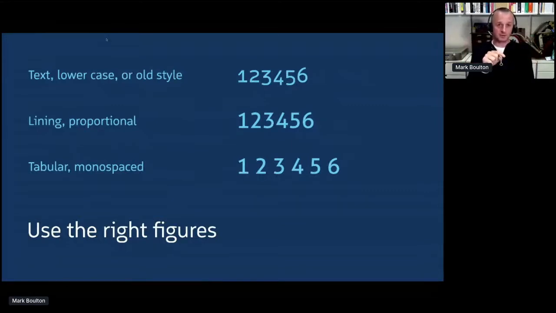Tabular are tabular because they're monospaced, so they're used within tables. Think of accounting tables where you've got a column of numbers, they all need to line up. That's where you use these numbers. So make sure you use the right figures in the right place.